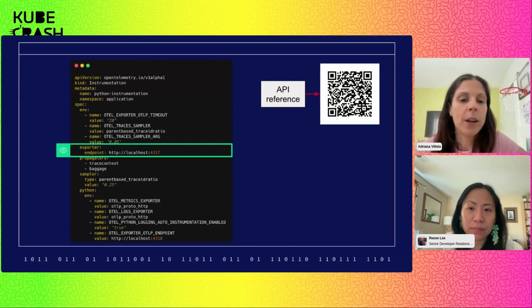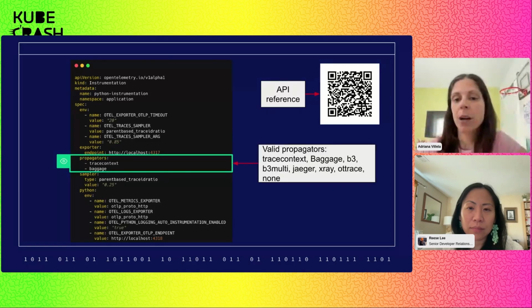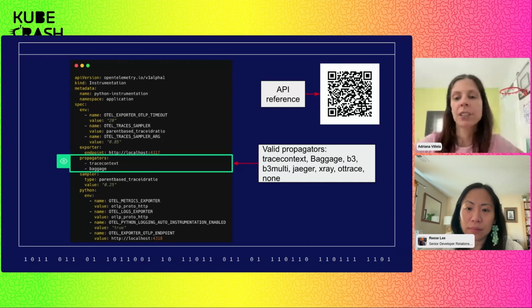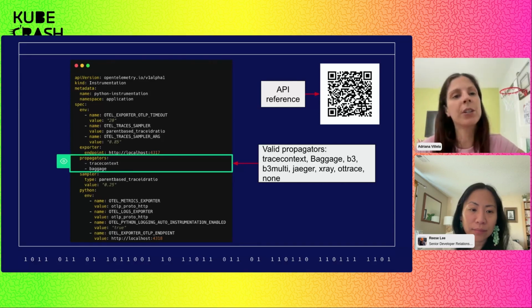Now, we also have this thing called propagators, and this is where you would set the context propagation that your application is using, because there are different ways to express context propagation, so you can pick one or more. Propagators are defined as objects used to read and write context data to and from messages exchanged by the application. And we've got some valid propagator values here that include tracecontext, baggage, b3, b3multi, jaeger, xray, ottrace, and none. And you can get the full list of propagators by scanning the QR code on your screen.